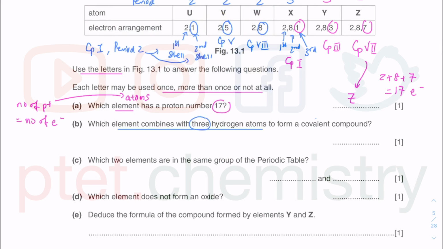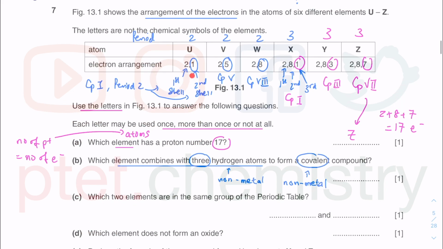3 hydrogen atoms, covalent. So this is a non-metal, and since we want covalent compounds, we are looking for a non-metal. If you look at group 1, we can say groups 1, 2, and 3 are what you call metals. Groups 4, 5, 6, 7 are your non-metals. So we are looking for something to combine with hydrogen, so this is a non-metal. We want covalent, so we want to share electrons, and you share electrons between non-metal and non-metal.